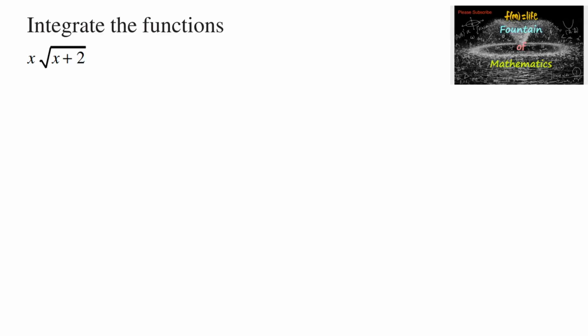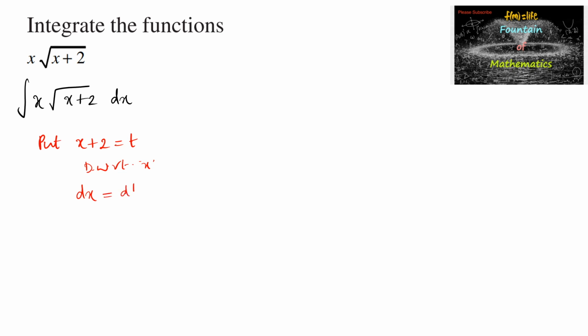Integrate the function x root of x plus 2. So we can write integral x root of x plus 2 dx. Let us do it by the substitution method. Put x plus 2 is equal to t. So differentiating with respect to x, we'll get dx is equal to dt. So let us substitute in place of dx as dt.